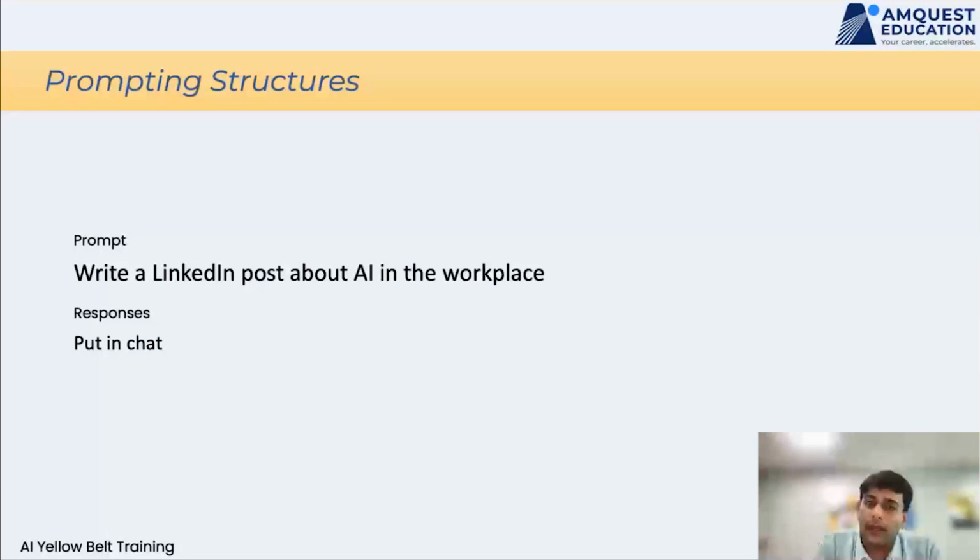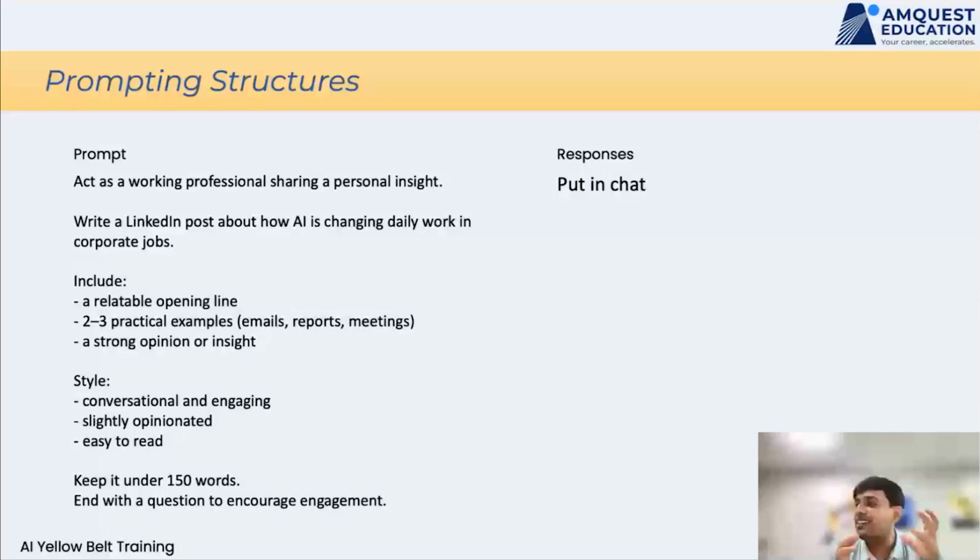Now what we do, we have added the role, we have added the context, we have added a structure, we have added the output format, and we have also added what we expect, 150 words. So we have pretty much added everything. All right. And at the end, we have mentioned one more thing which says end with a question to encourage engagement. All right. So what I'll do, I'll paste this prompt.